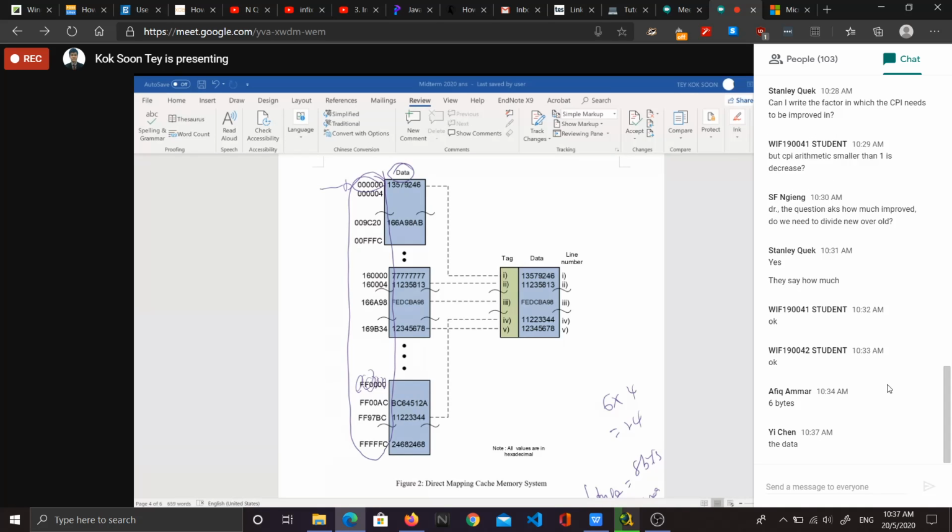How do we get the word? From the data here. Okay.